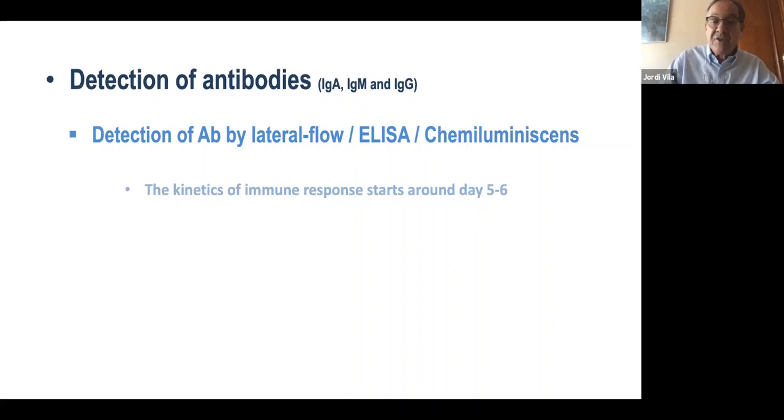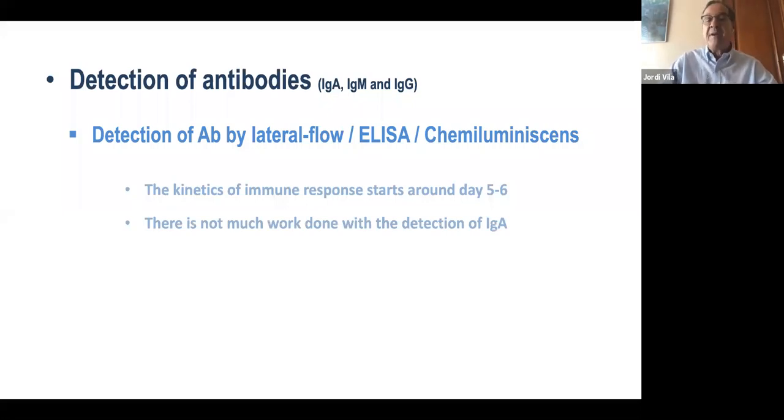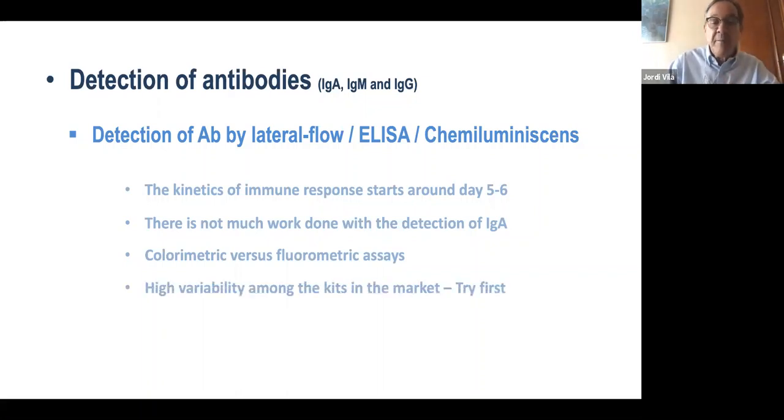The immune response starts around day 5-6 after the onset of the symptoms. We will see the kinetics of this immune response later on. There is not much work done about the kinetics of the detection of IgA. The colorimetric versus fluorimetric assay comparison is also similar to that for detection of antigens. A fluorimetric assay presents a higher sensitivity compared to a colorimetric assay when we are using lateral flow to detect antibodies. There is high variability among the kits in the market.